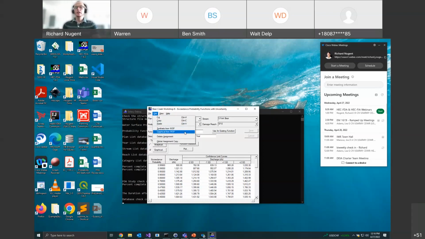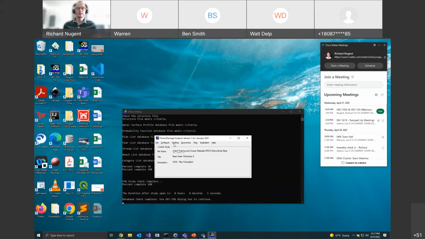There's nice functionality here. You can grab the stages or the flows from the water surface profiles to develop a graphical frequency function. We can do the same to develop a synthetic analytical frequency function based on the data from the water surface profiles. But we've heard from our engineers that doing so is not good practice, and so this functionality won't exist in 2.0.